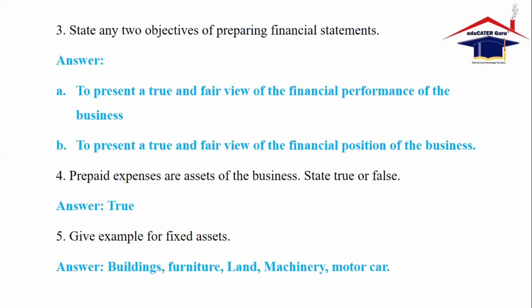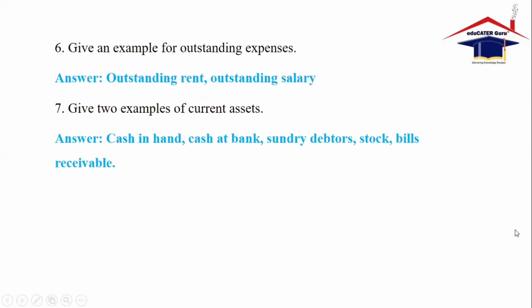Next, give example for fixed assets. Example: buildings, furniture, land, machinery, motor car, motor jeep, anything you can write. Now, let us go to next question. Give an example for outstanding expenses. Outstanding rent, outstanding salary. You can write anything. Next, give two examples of current assets. I have given many here. You can write any two at the exam. Cash in hand, cash at bank, sundry debtors, stocks, bills receivable, anything you can select and write.